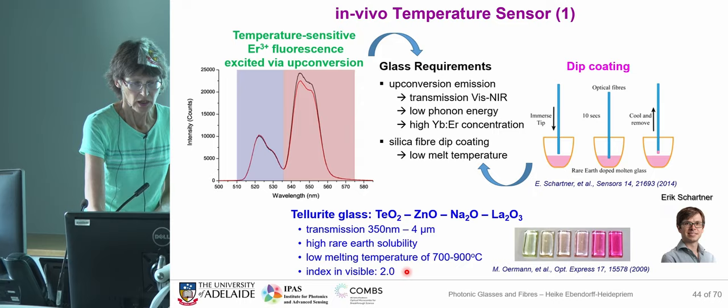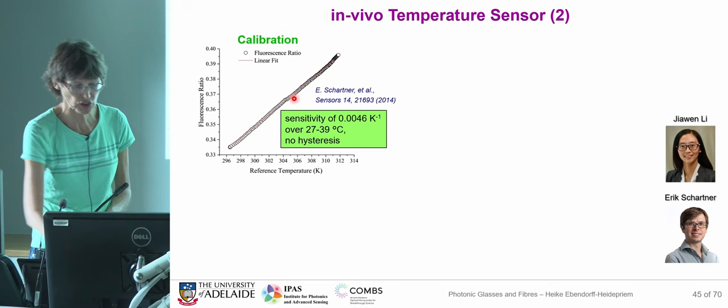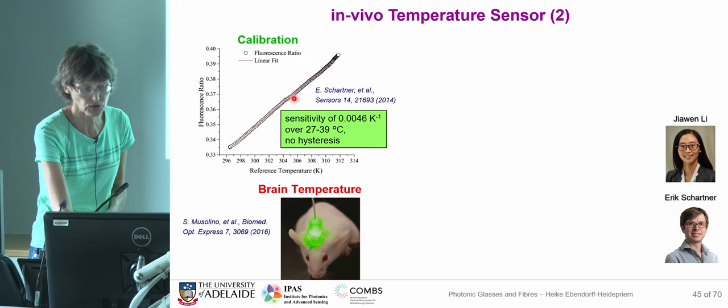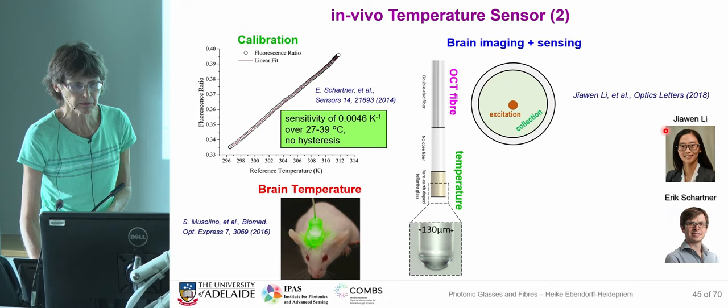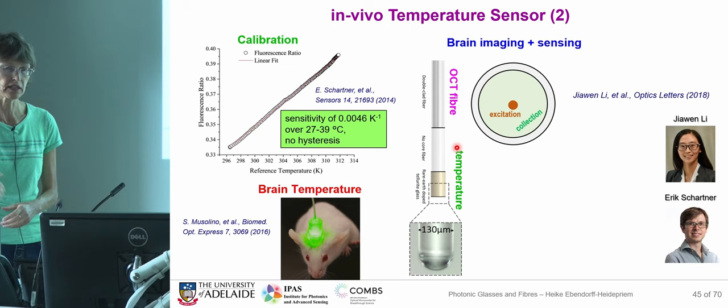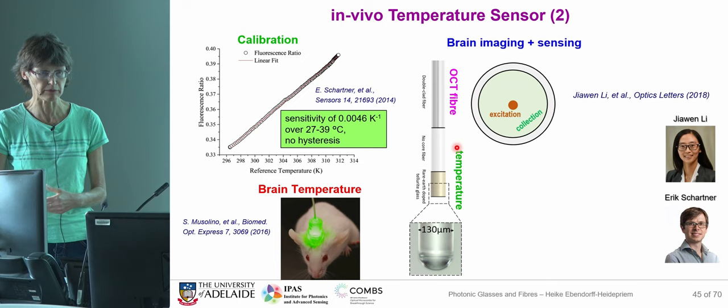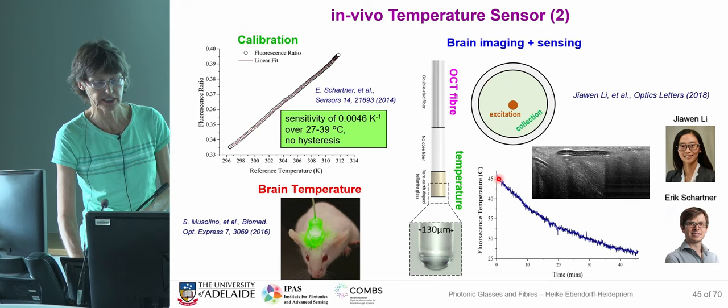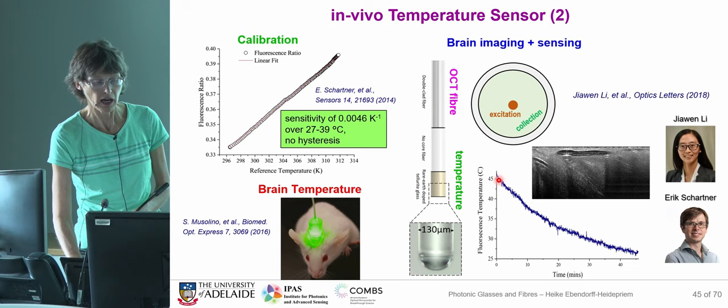So the fiber sensor was then calibrated for temperature. It was successfully implanted in a living animal, and the biologist could measure the brain temperature successfully. Then in collaboration with Jiawen Li and team, they integrated the fiber sensor with an imaging fiber, an optical coherence tomography based imaging fiber. And so this allowed image guided sensing, shown here for brain tissue, and they measured the temperature at a very specific location in the brain, and how the brain tissue then cools down.